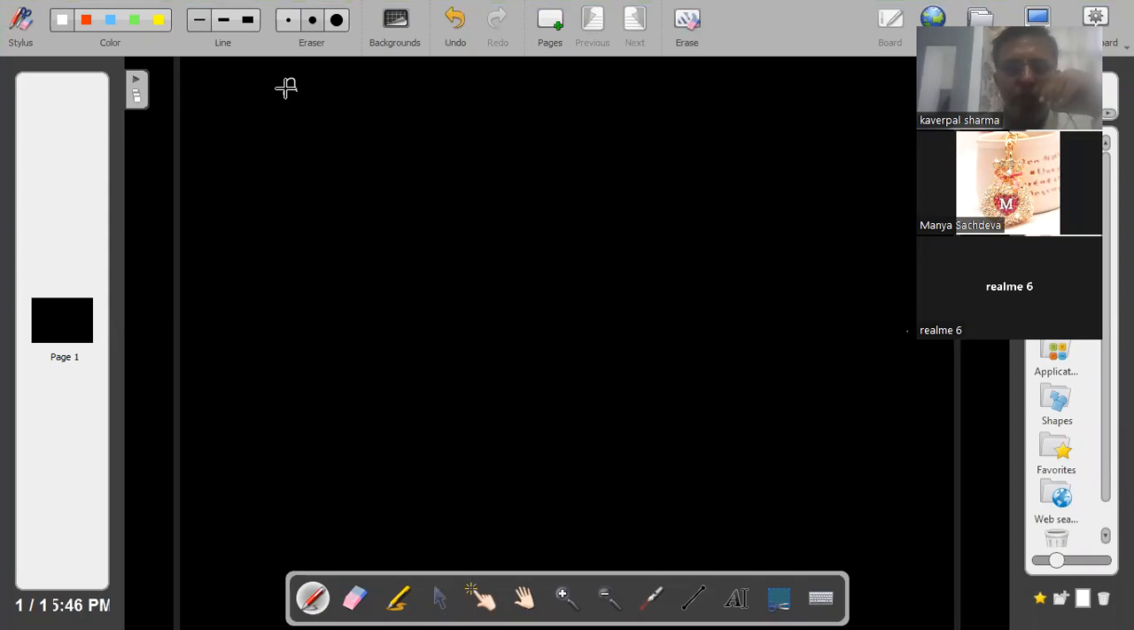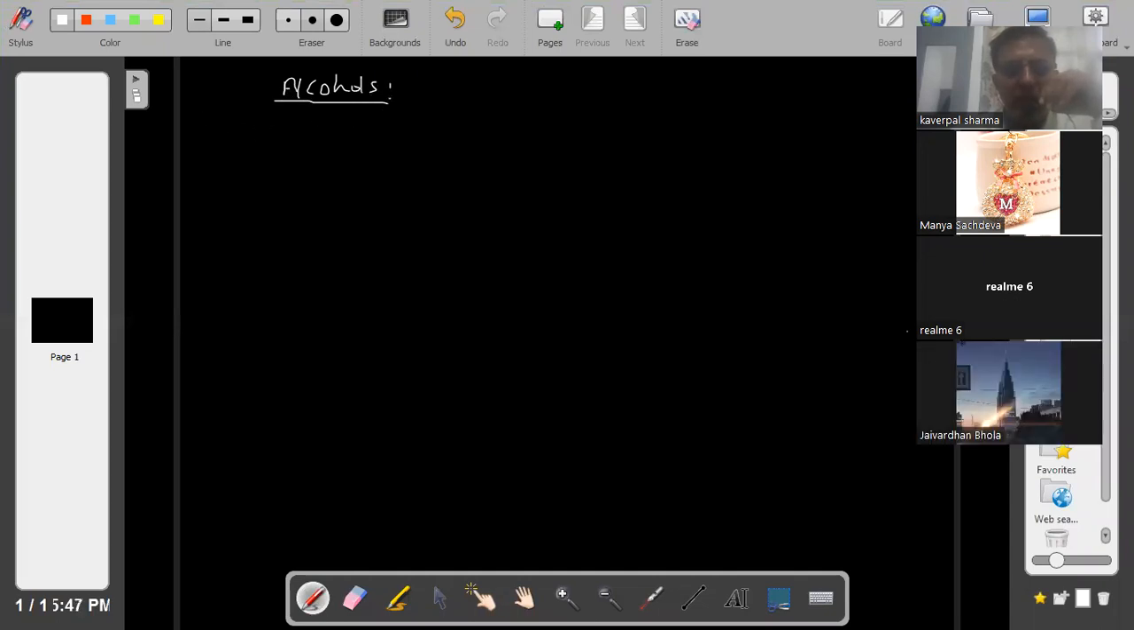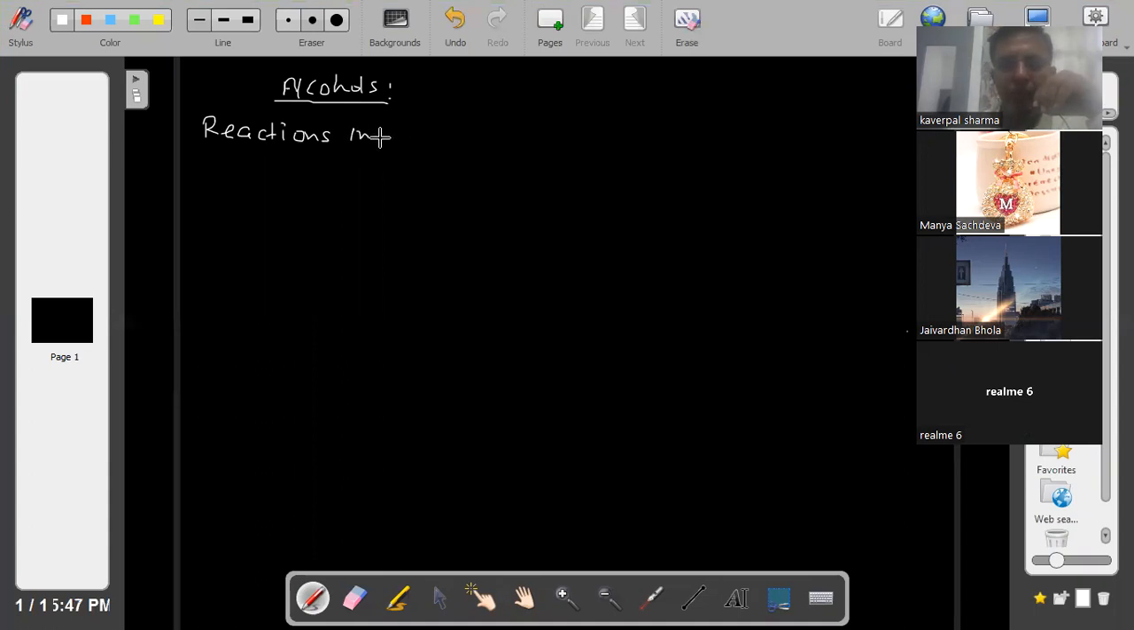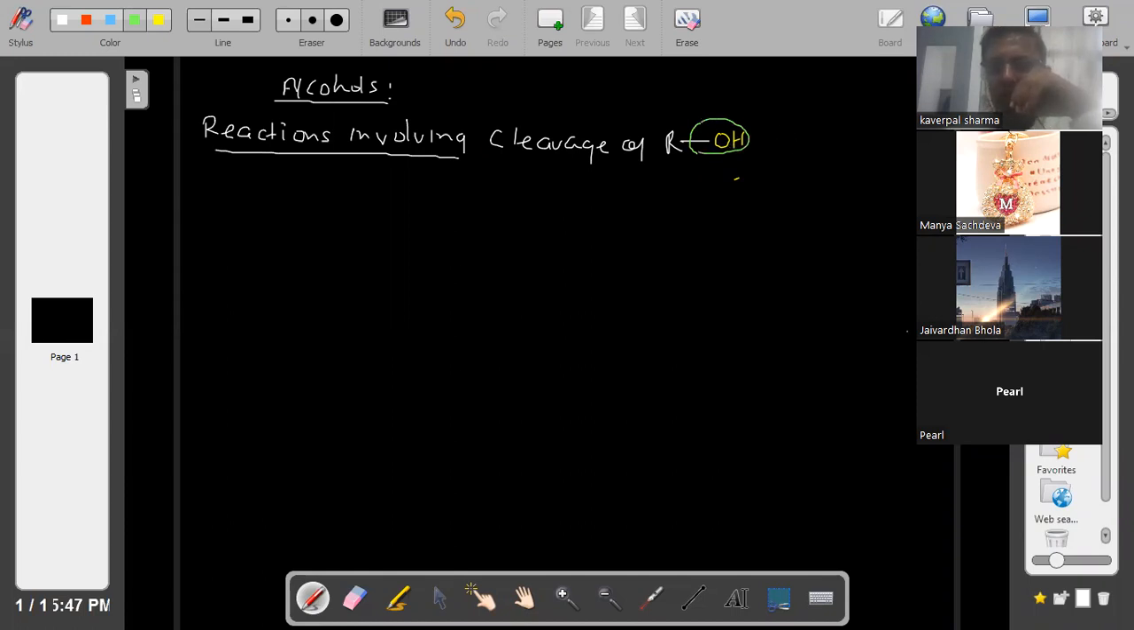Alcohols. Reactions involving alcohols: reactions involving cleavage of the C-OH or O-H bond. That is this, cleavage of R-OH.